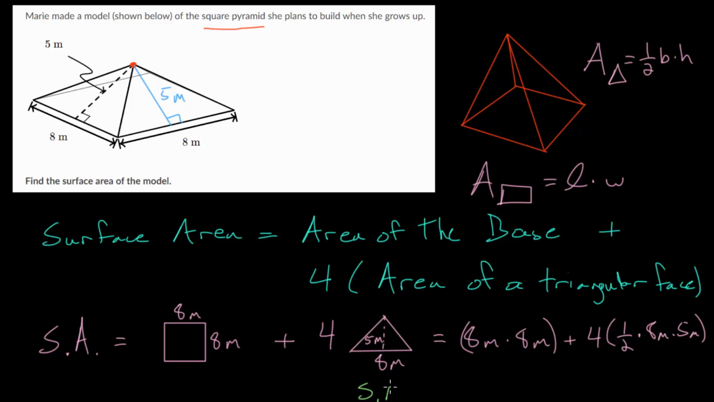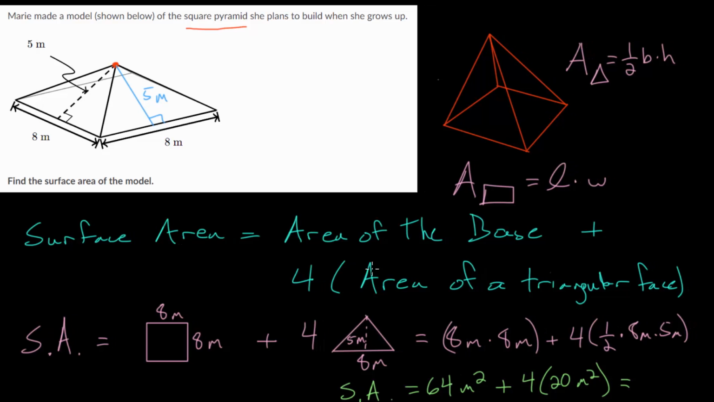So our surface area will be 8 times 8, that's 64, and we have meters squared, because we have meters times meters. For this next part, we have 1/2 of 8, that's 4, times 5. We have the 4 on the outside. So 4 times 5, that is 20, so we get 20 square meters. And lastly, let me make a little bit more room here. So 64 square meters plus 80 square meters, that is 144 square meters.